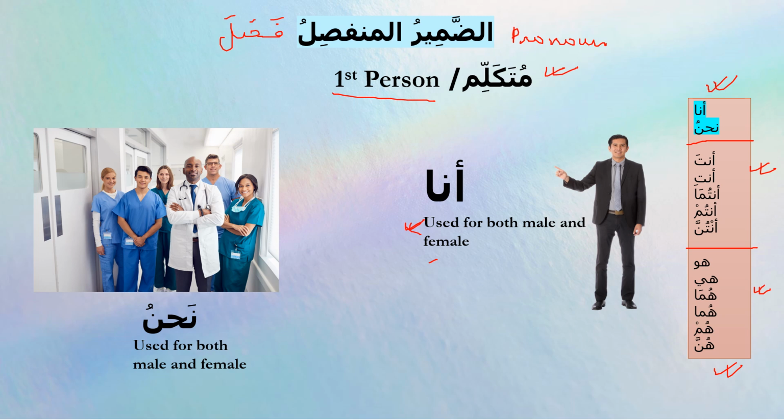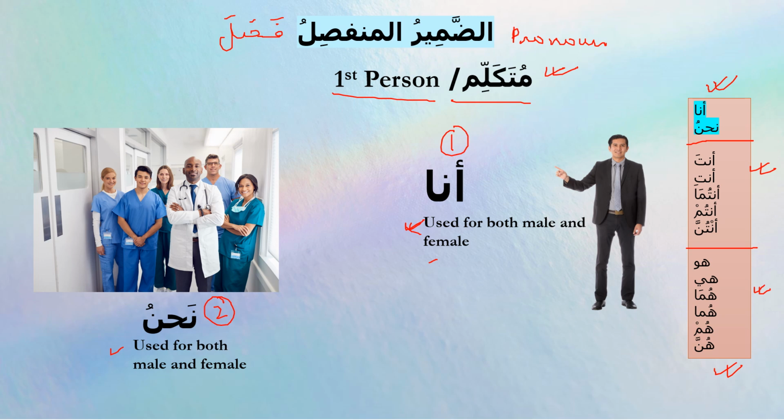In Arabic you can say mutakallim. The mutakallim has two pronouns altogether: ana, number one, and nahnu, number two. So remember, the first person group, the mutakallim group, has only two pronouns. Ana for I, nahnu for we. And nahnu also can be used for both males and females.